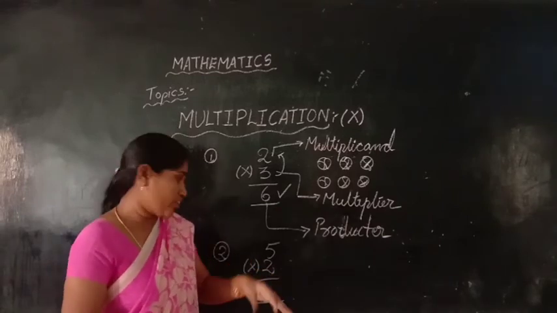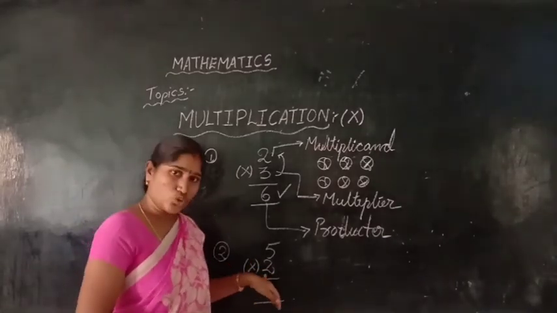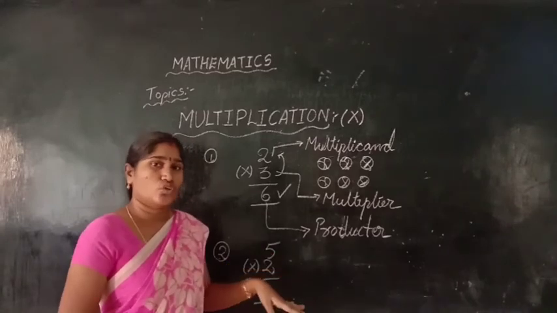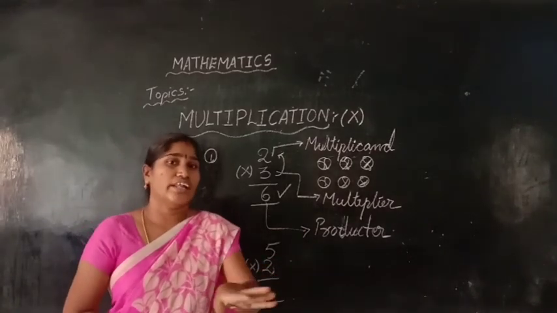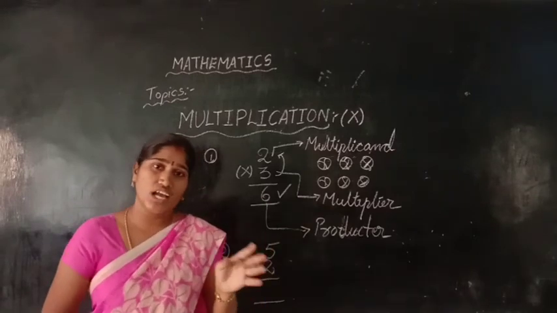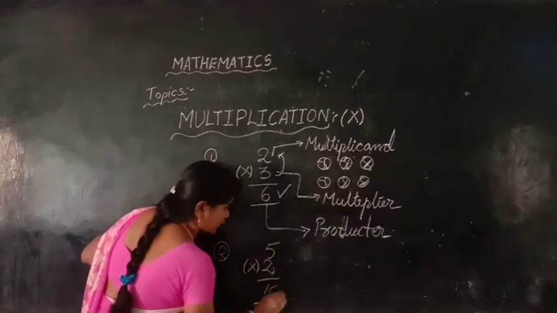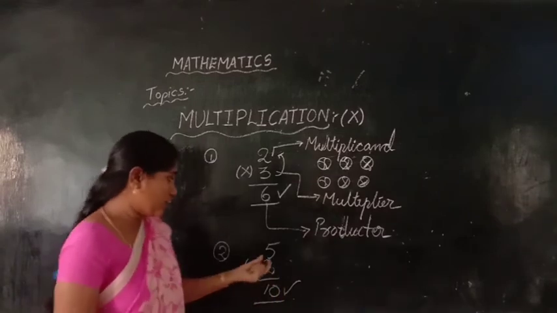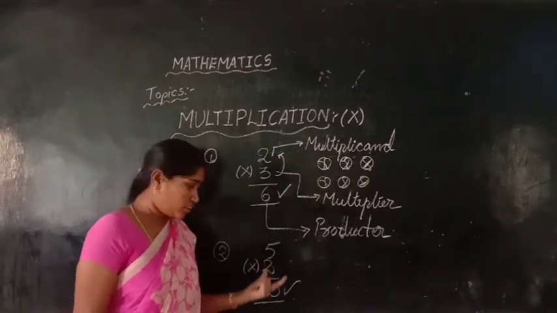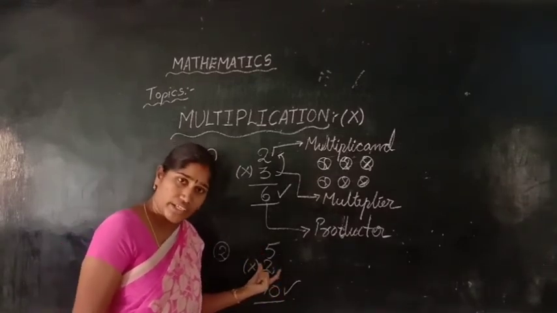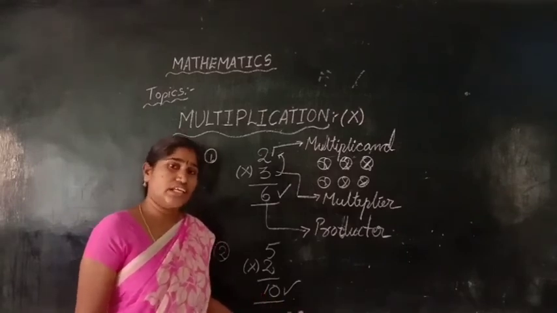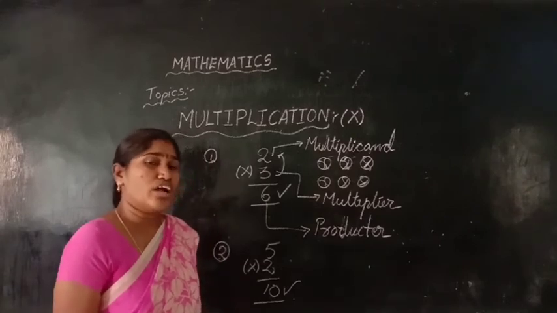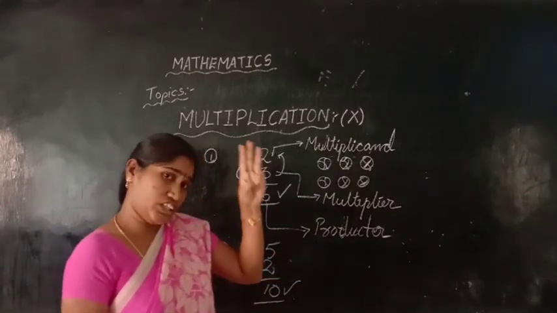Once again, I will tell you. 2 1s are 2, 2 2s are 4, 2 3s are 6, 2 4s are 8, 2 5s are 10. How much, children? 2 5s are 10. So the answer is 10. Here 5 is multiplicand, 2 is multiplier, and 10 is product. Understand, children?